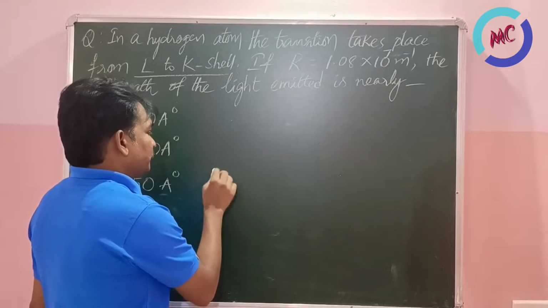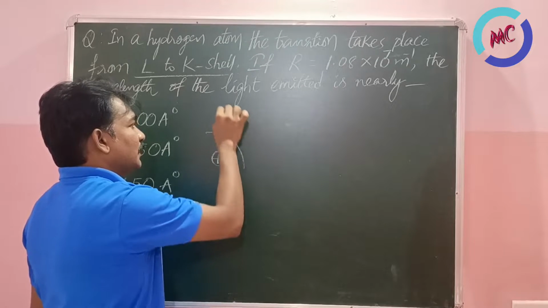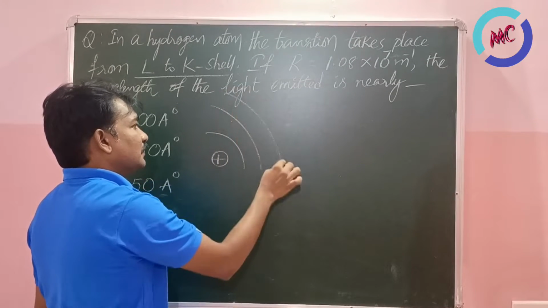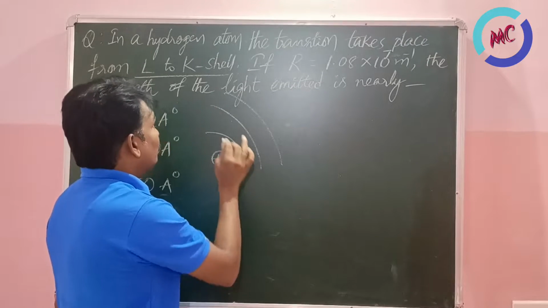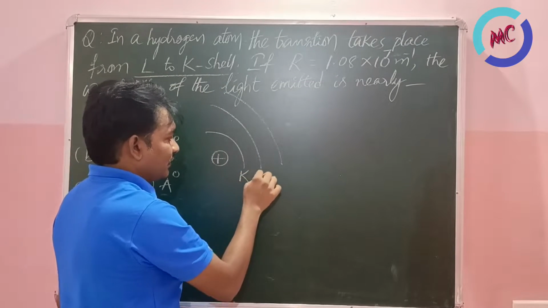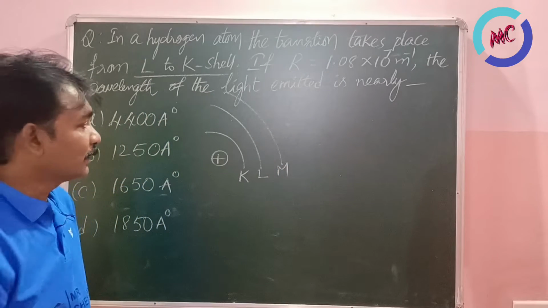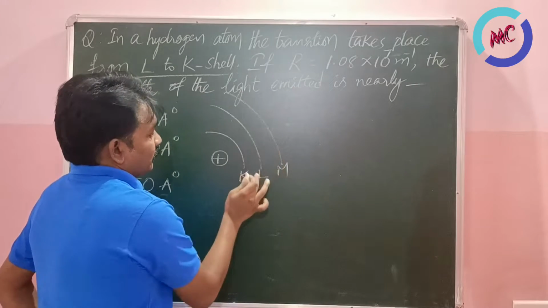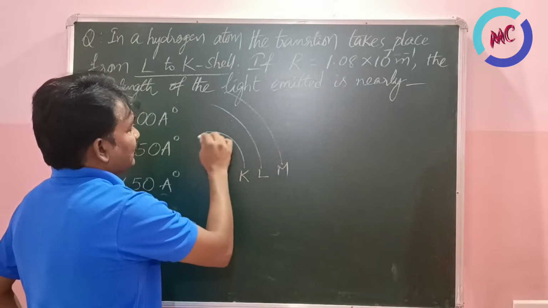See here, first shell, second shell, third shell, fourth shell. No need to write because we want only the L and K shell. K shell, L shell, M. KLM. Okay. See here, from L shell to K shell.